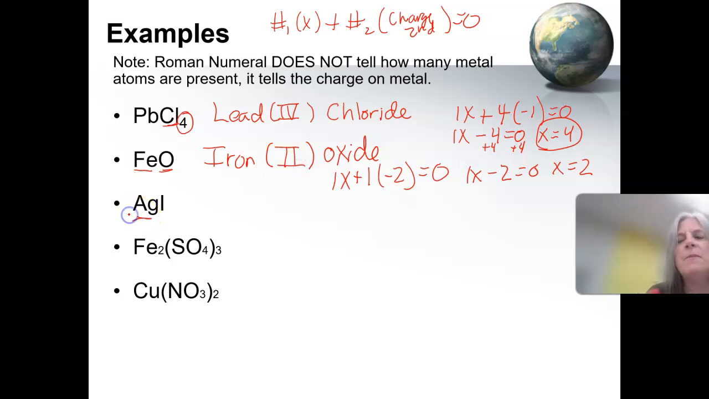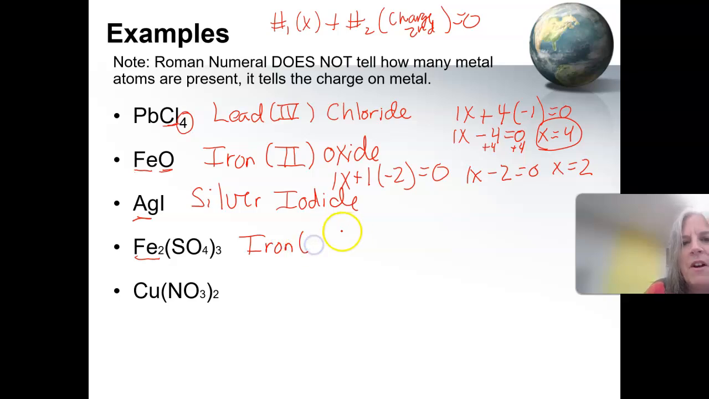Now, this is silver. Remember I said silver doesn't need a Roman numeral? You could put one in there if you want. You don't have to. We could just name this silver. This is iodine, so we're going to change the ending to IDE. So this is silver iodide. All right. Now let's try some with polyatomic ions. All right, this is iron.